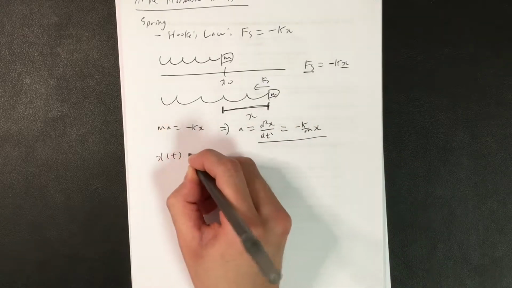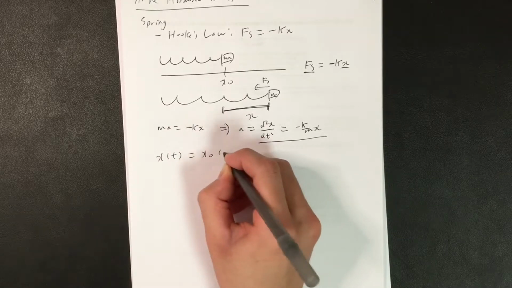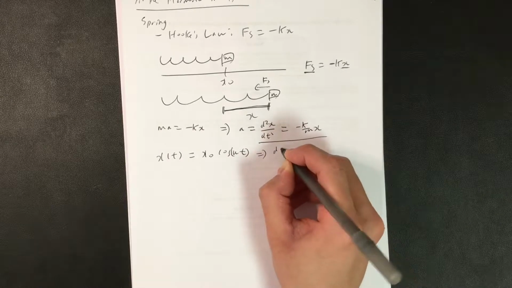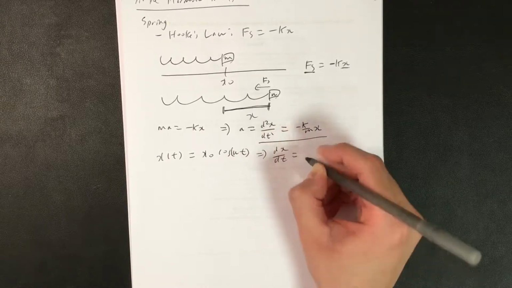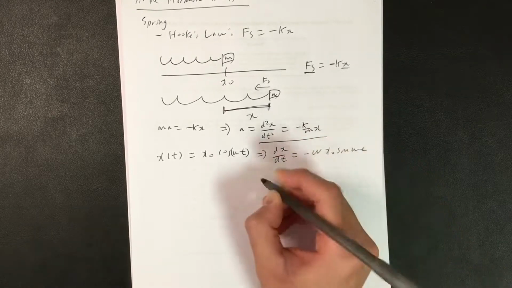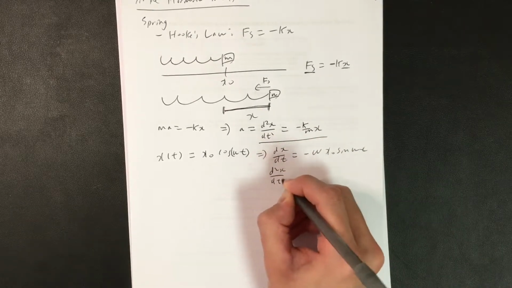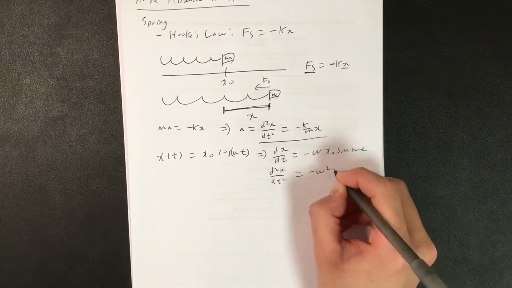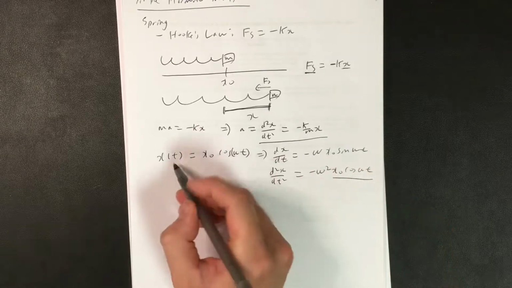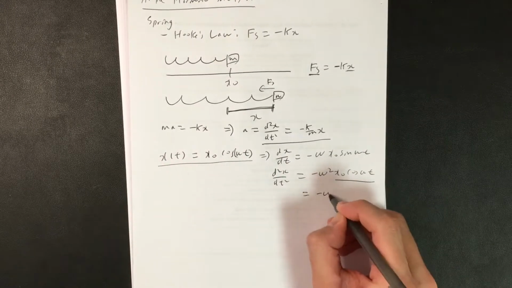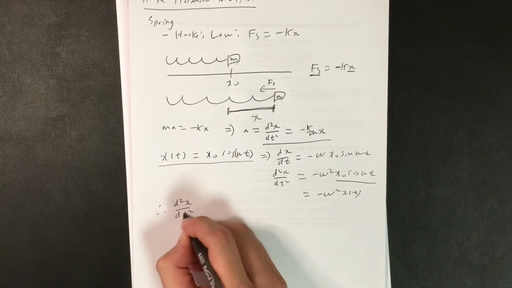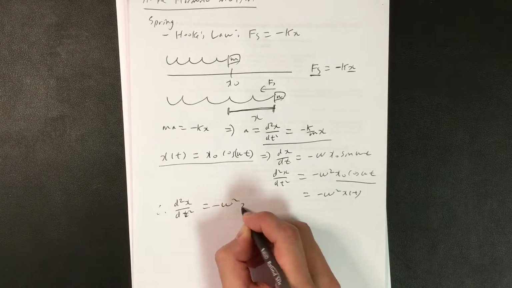My first guess is that x of t is going to be x naught times cosine omega t. If I take a derivative of x, this is negative omega times x naught sine omega t. The second derivative is negative omega squared x naught cosine omega t. Since x naught cosine omega t was x of t, this equals negative omega squared x of t. Therefore, d2x dt squared equals negative omega squared x.